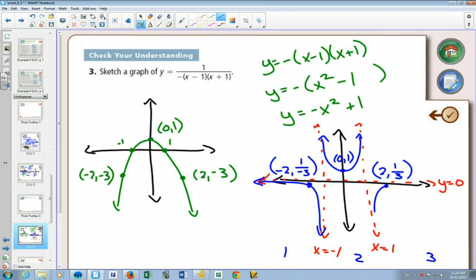And over here, it would look like that. So we get Batman.